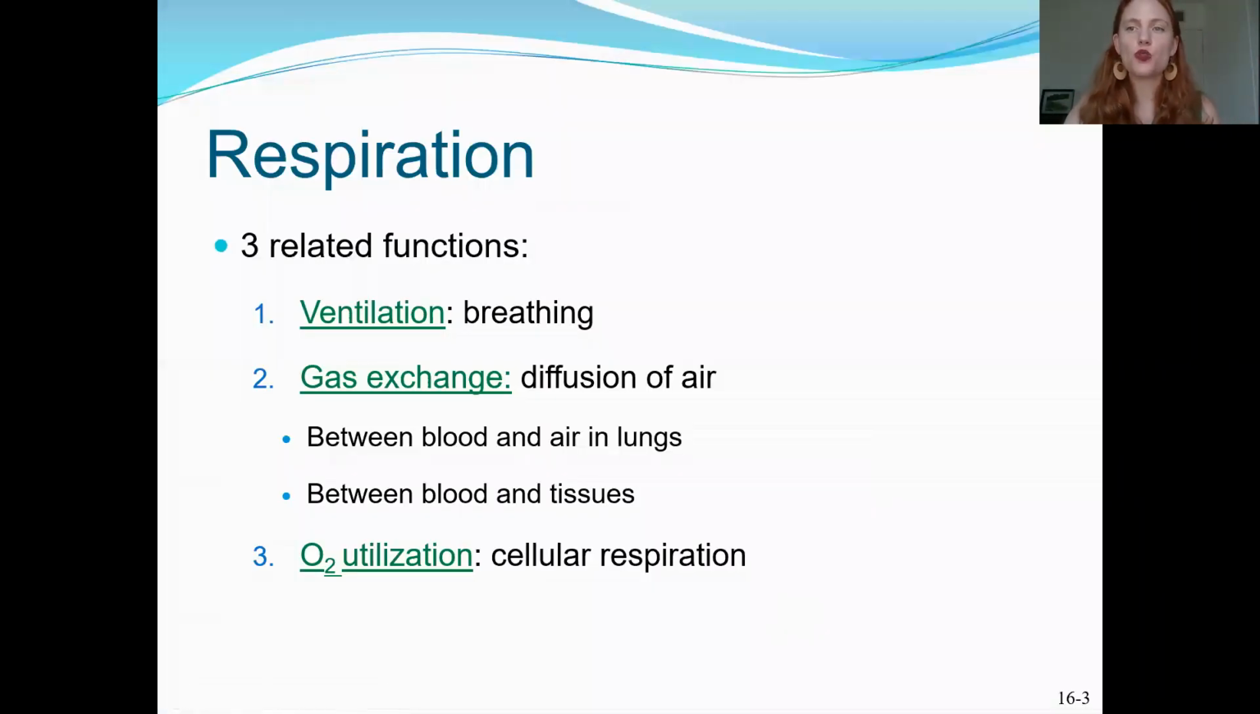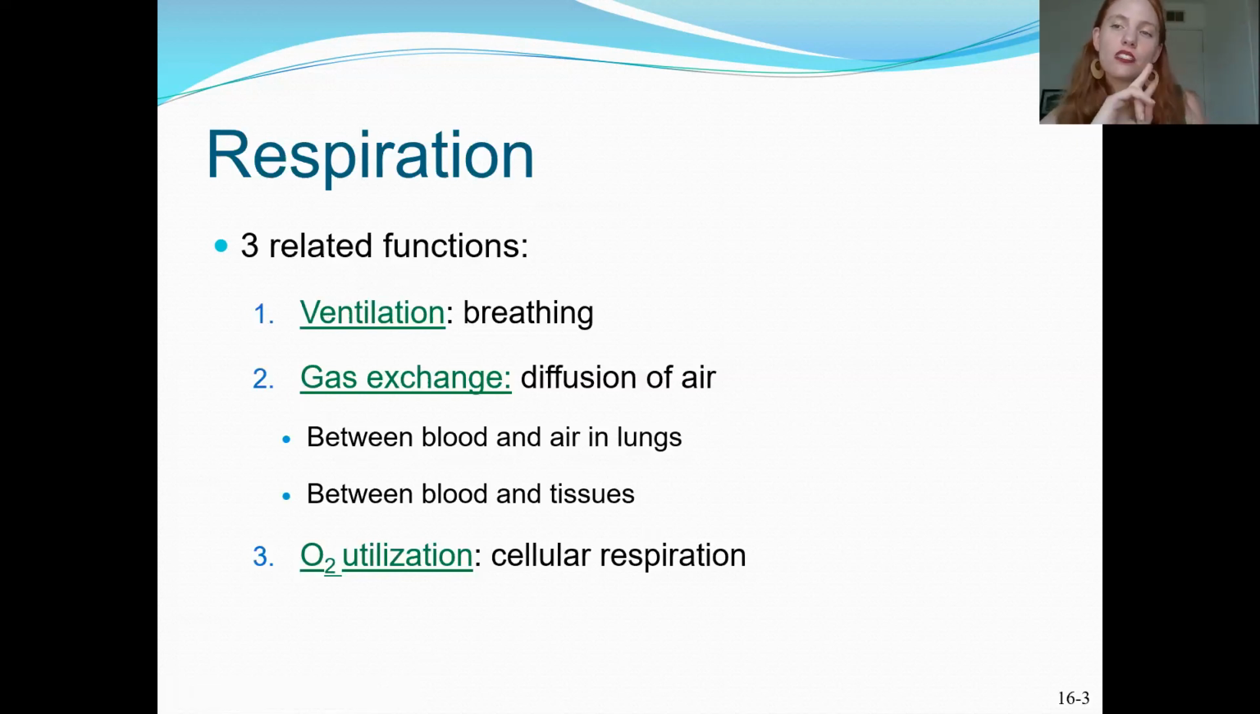Let's start with respiration. So the respiratory system does three kind of related functions. The first is ventilation. Ventilation is the fancy way of just saying bringing air into and out of the lungs, so breathing in and out. That is ventilation. And then in the alveoli, that's where you have gas exchange. That's how you bring the oxygen into the body, carbon dioxide out.